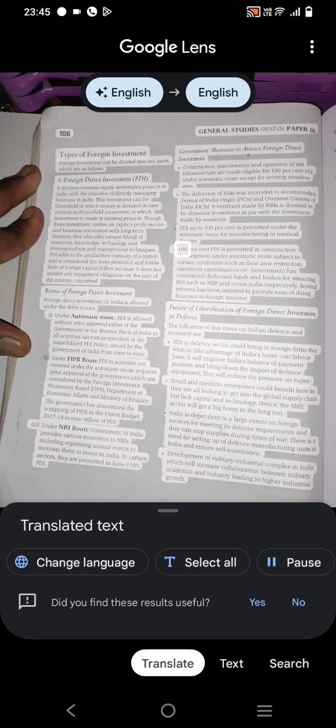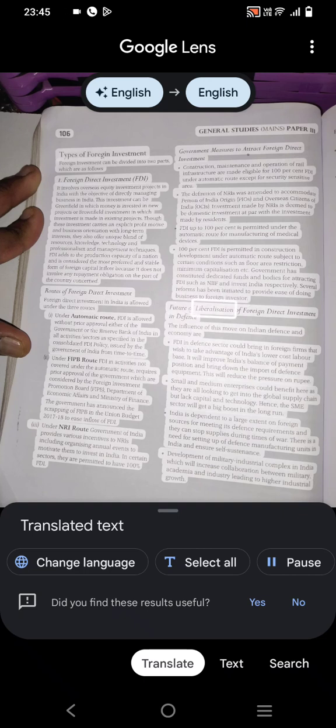100% FDI is permitted in construction development under automatic route subject to certain conditions such as floor area restriction, minimum capitalization, etc. Government has constituted dedicated funds and bodies for attracting FDI such as NIIF and Invest India respectively. Several reforms have been initiated to provide ease of doing business to foreign investors.